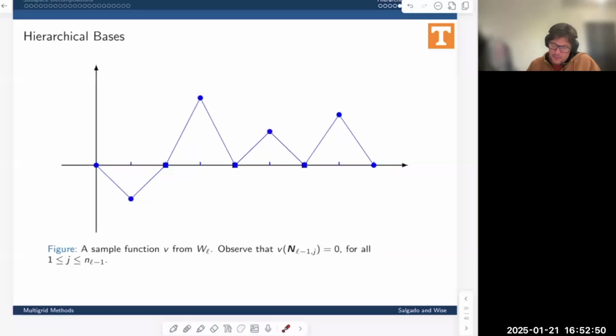Let's see, am I right here? Is it L equals 2? Maybe it's L equals 3. No, it's L equals 2.